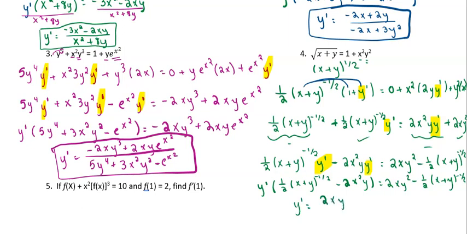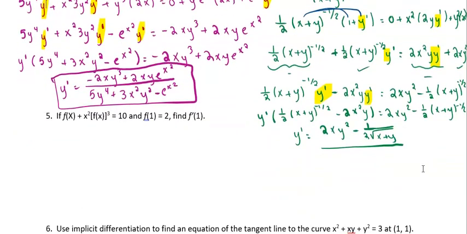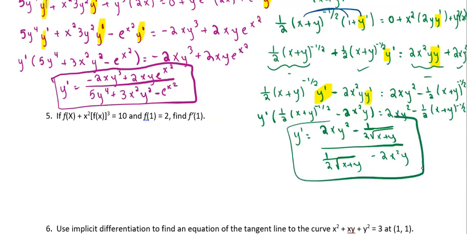So 2xy squared minus 1/2. If you don't like it to the negative power, you can turn it into the square root in the denominator of x plus y. You can leave it as the negative 1/2 power too, if you like it that way. Either way is fine. And then we have dividing by this whole piece right here. So we'll have 1/2. Again, if you don't like the negative 1/2 power, you can switch it to the denominator and the square root. Minus 2x squared y. And this is the implicit differentiation for number 4.